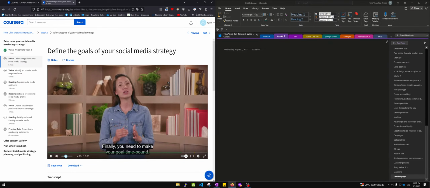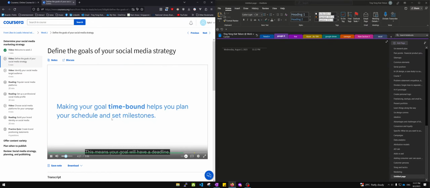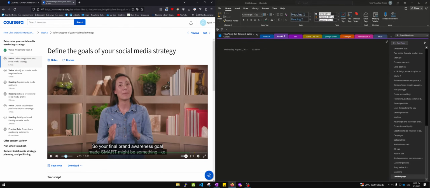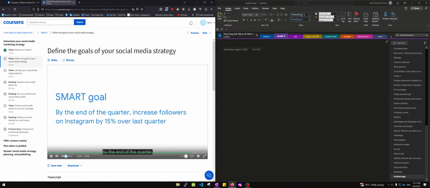Finally, you need to make your goal time-bound. This means your goal will have a deadline. Making your goal time-bound helps you plan your schedule and set milestones. So your final brand awareness goal, made SMART, might be something like, by the end of the quarter, increase followers on Instagram by 15% over last quarter.